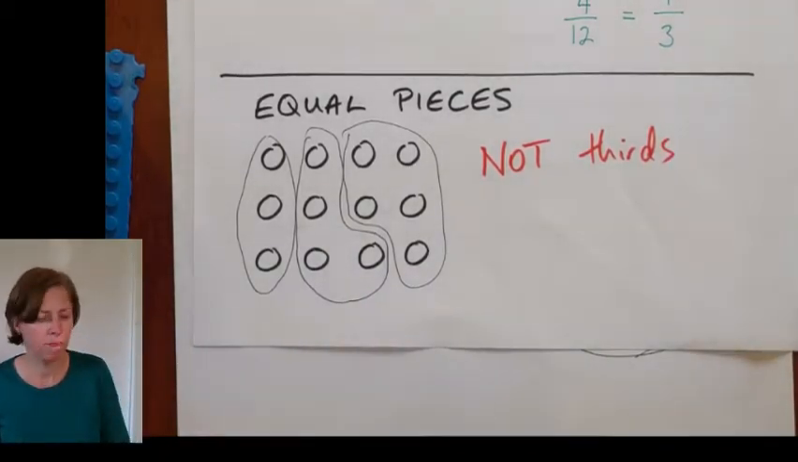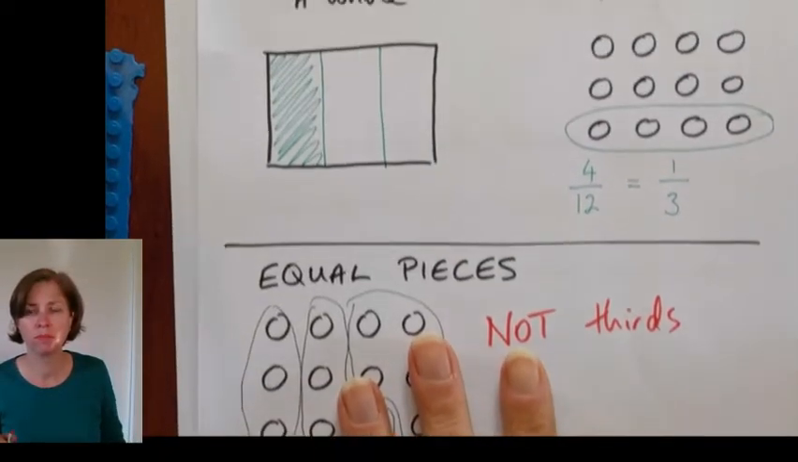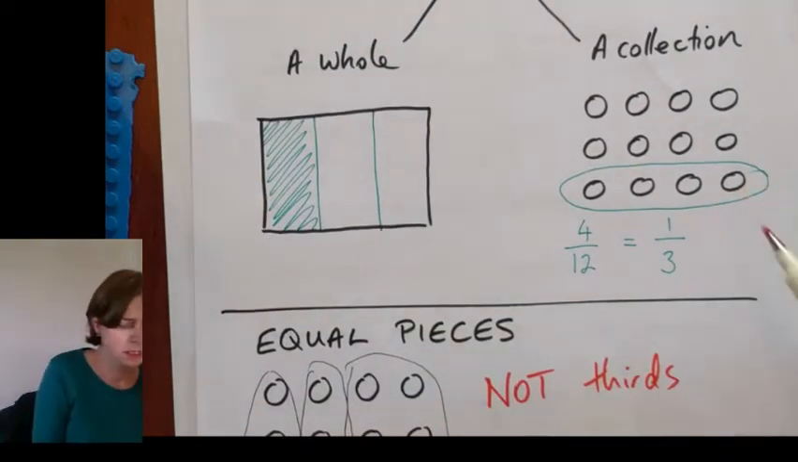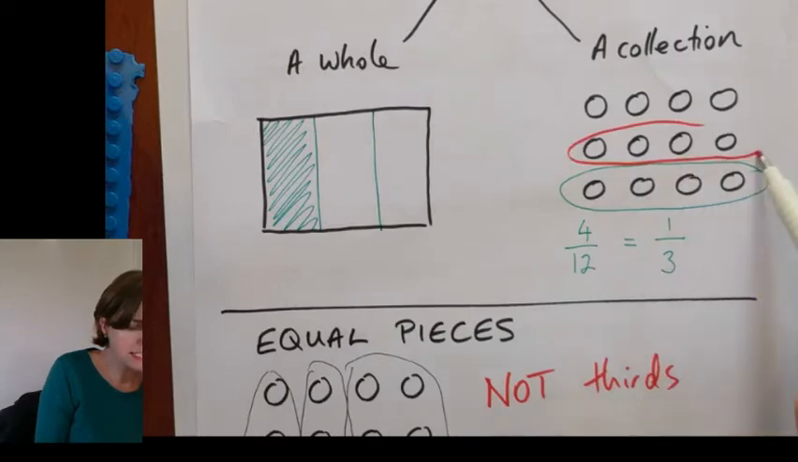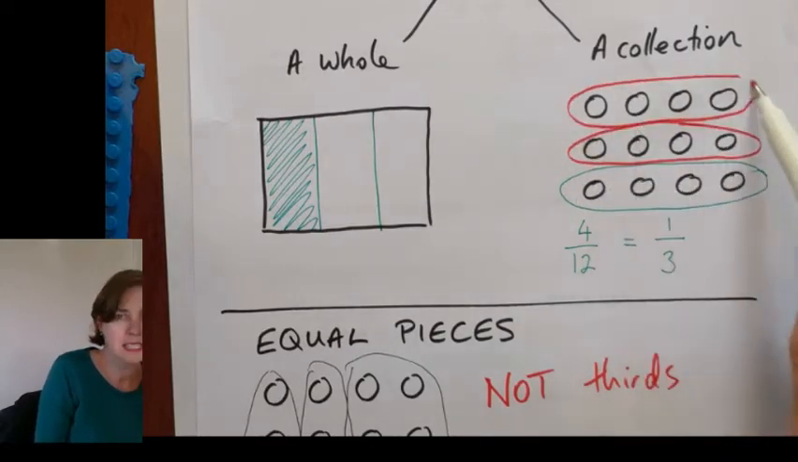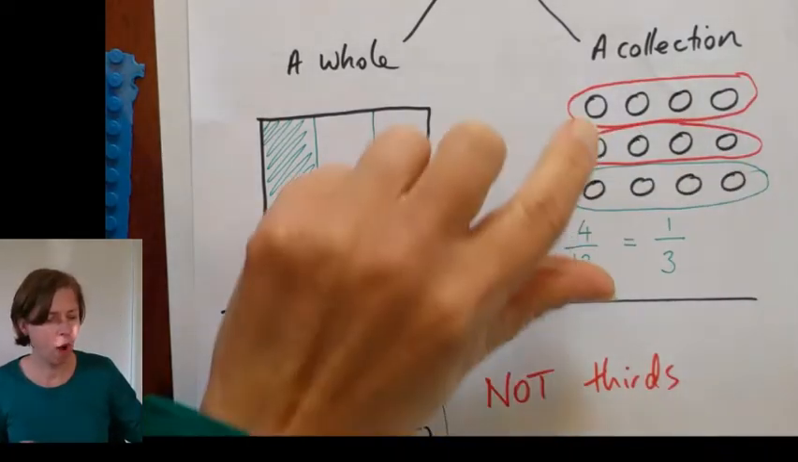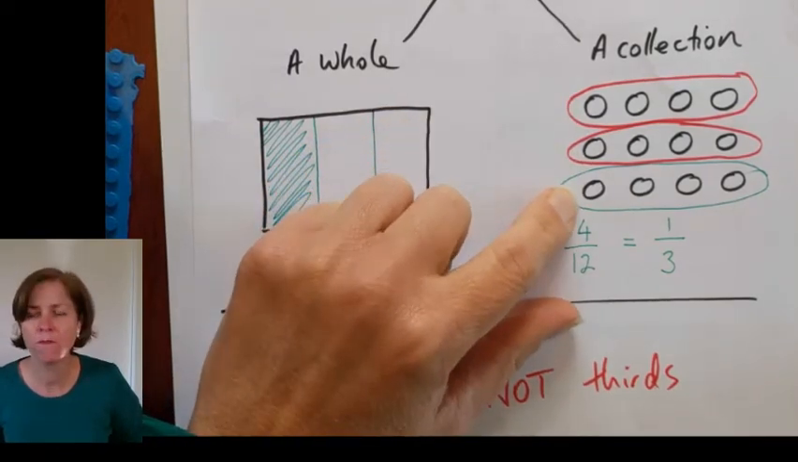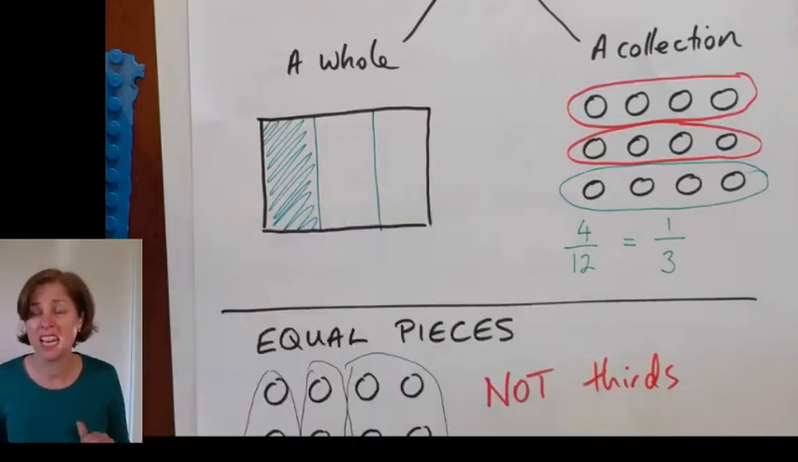Whereas if I go back to my original example, I started with 12. If I make 3 sets here that are all the same size, I've got one set of 4, another set of 4, and another set of 4. I've now got 3 sets the same size. In other words, I've got 3 parts of the 12 that are the same size.